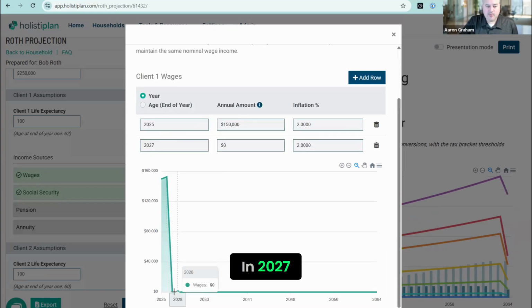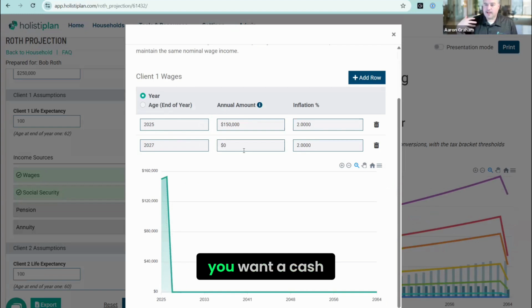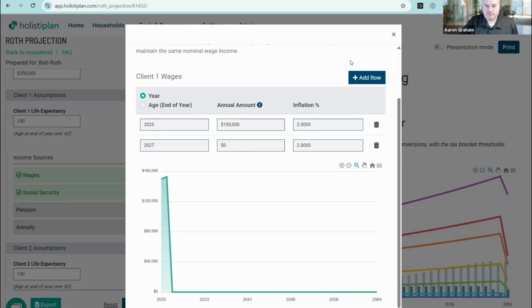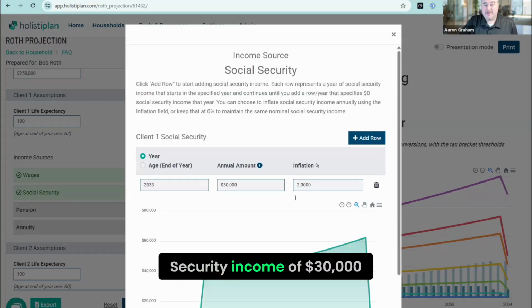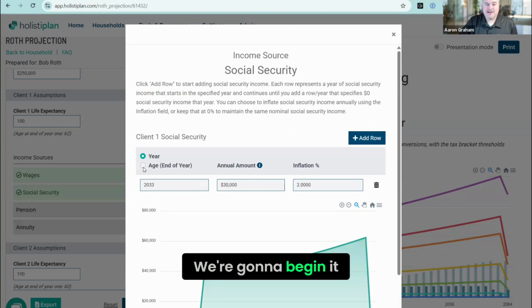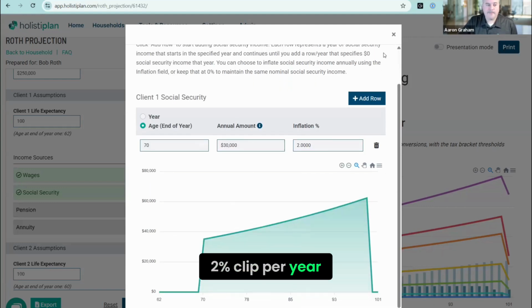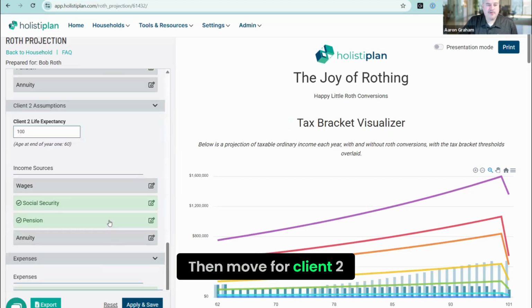In 2027, we want that to drop to zero. It's very important if you want a cash flow to end that we put a $0 amount here. So we have $150,000 of wage income for Bob for 2 years. We then have Social Security income of $30,000. We're going to begin it at age 70 for Bob, and we're going to inflate it at a 2% clip per year. Then moving to client 2, we have Jane.